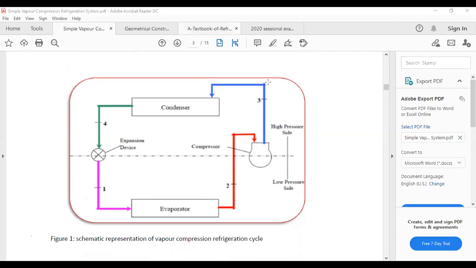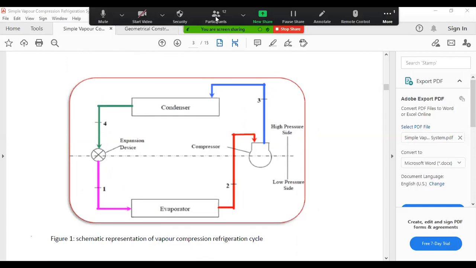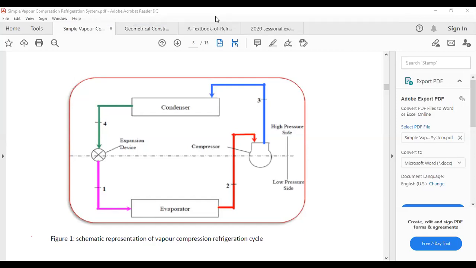So let us look at the pH diagram. In this case, we'll be looking much at the pH diagram, and how this pH diagram influences the results.